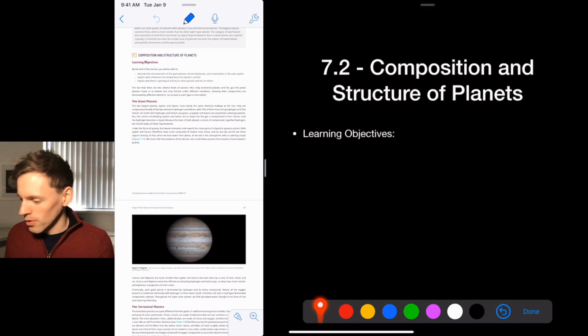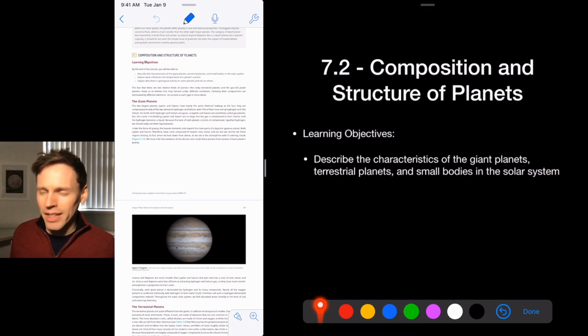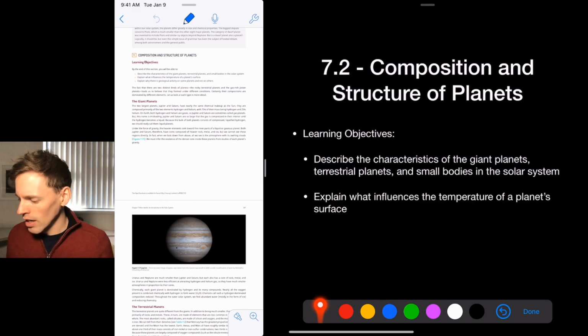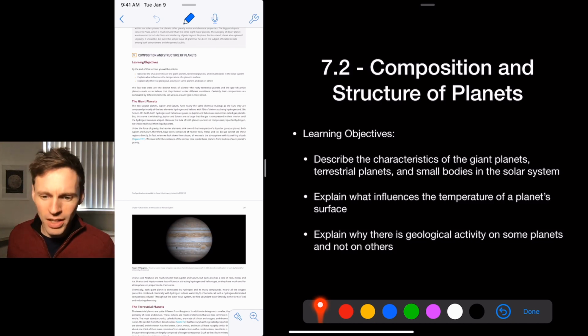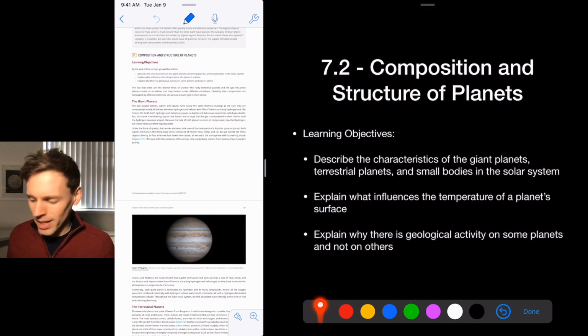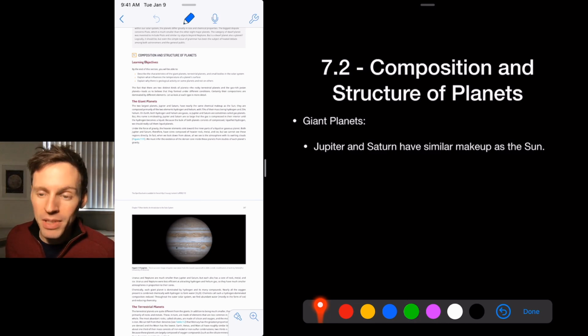Okay, 7.2, composition and structure of the planets. What we want to learn out of here is to define the characteristics of the giant planets, the terrestrial planets, and the small bodies in the solar system. Explain what influences the temperature of a planet's surface, and then explain why there is geological activity on some planets and not others.